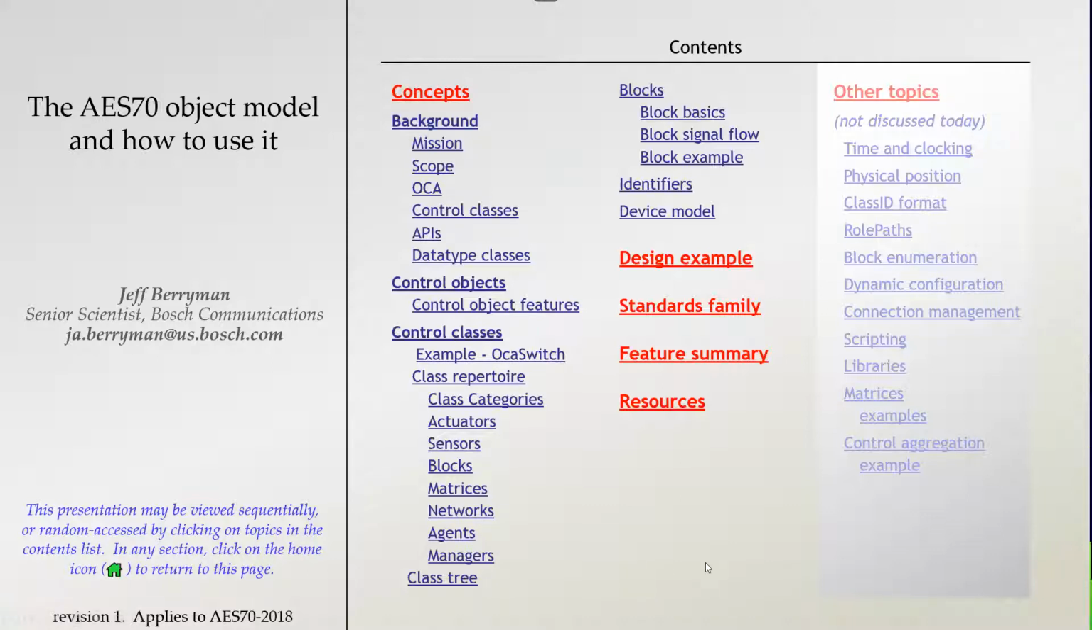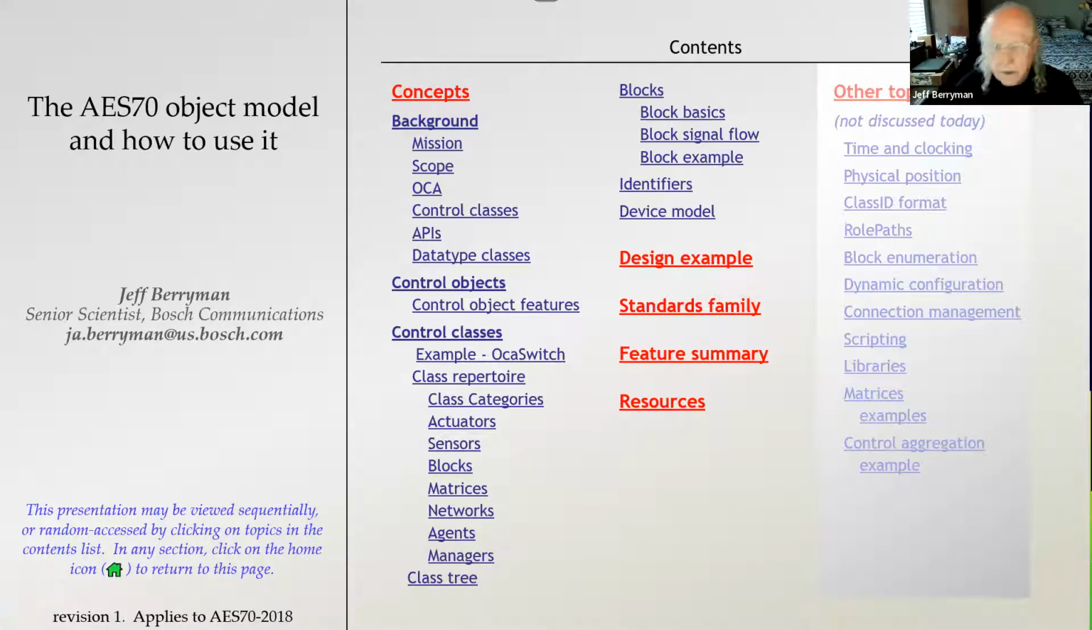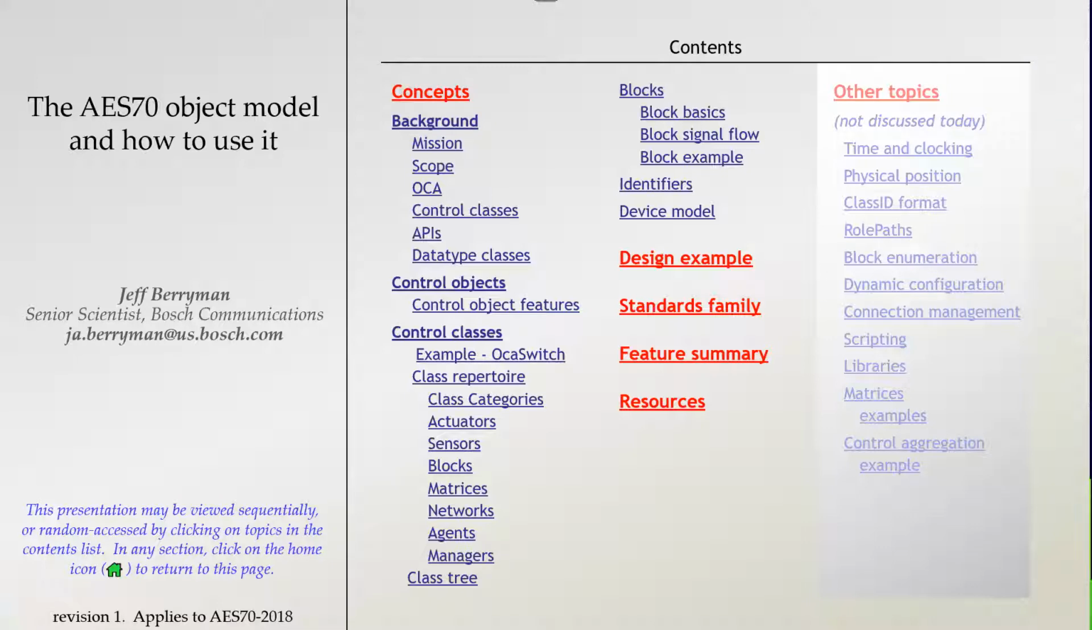There's a couple questions in the Q&A. That's interesting. My Q&A is broken because I'm not seeing them. Okay. The first one says, you say get and set. How is AES70 like SNMP?